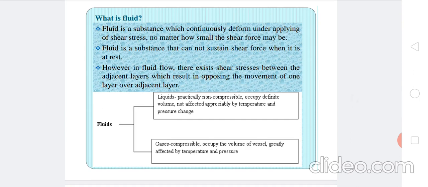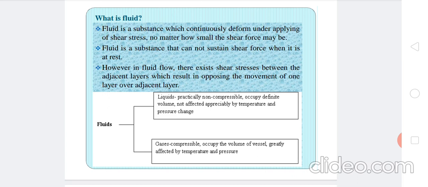There are several definitions of fluid. Firstly, fluid is a substance which continuously deforms under application of shear stress, no matter how small the shear force may be. Secondly, fluid is a substance that can't sustain shear force when it is at rest. And third, however, in fluid flow, there exist shear stresses between adjacent layers which result in opposing the movement of one layer over the adjacent layer.